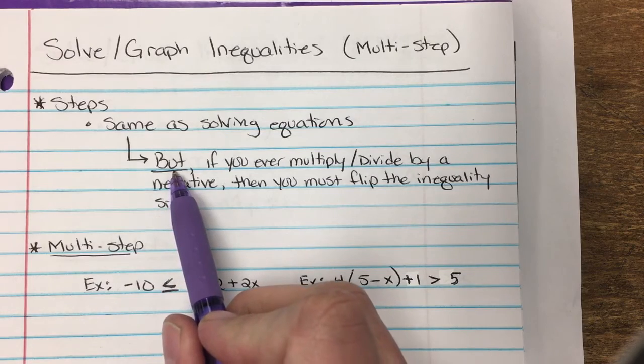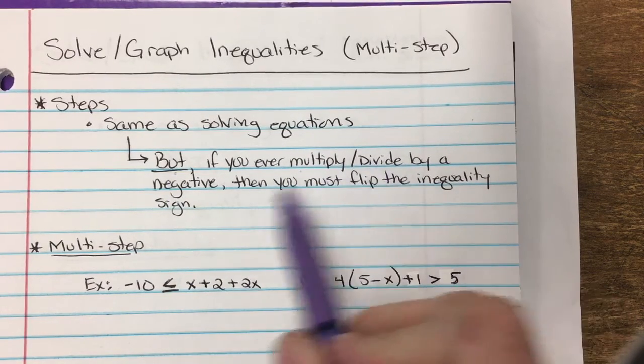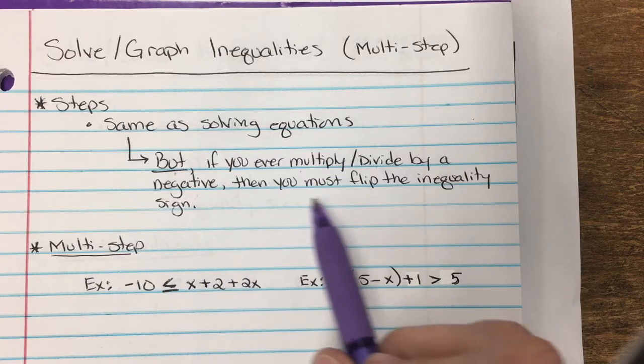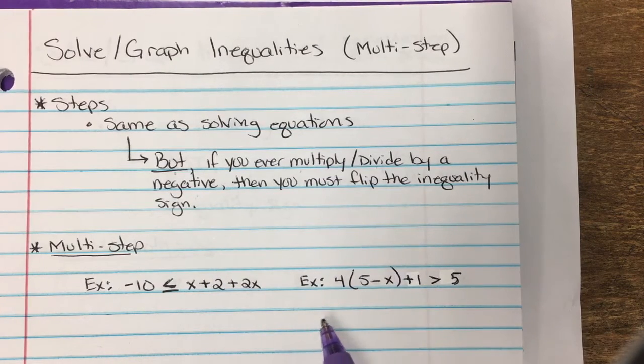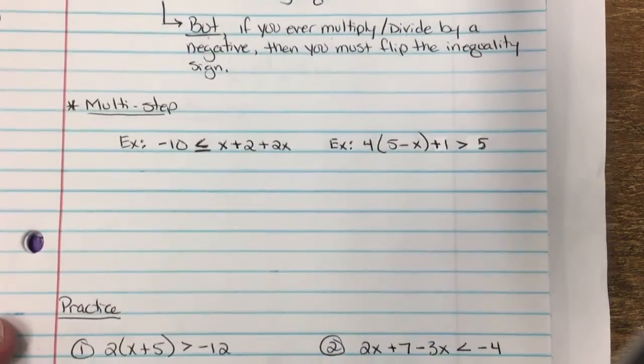But the one thing you have to remember, if you ever multiply or even divide by a negative number, then you have to flip your inequality sign. Meaning in this case, if I divided by a negative or even multiplied by a negative, I'd have to switch this around to face the other direction. Let me show you an example.